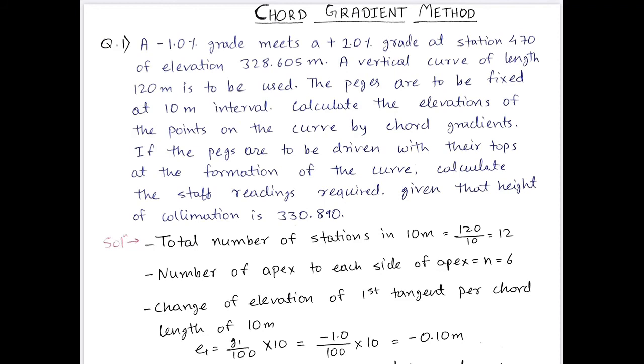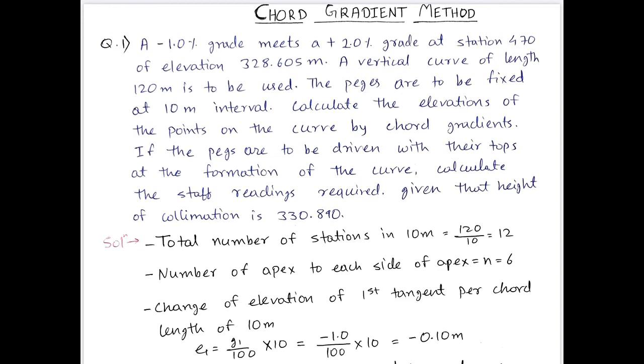First we have to find out the total number of stations. As we know, the length of the curve is 120 meter. Therefore, the peg interval is 10 meter. So the total number of stations required will be what? 120 upon 10, that is 12. Next step is to find out the number of points on each side of the apex. So number of points on each side of the apex will be 12 by 2, that is 6, and it is denoted by small n.